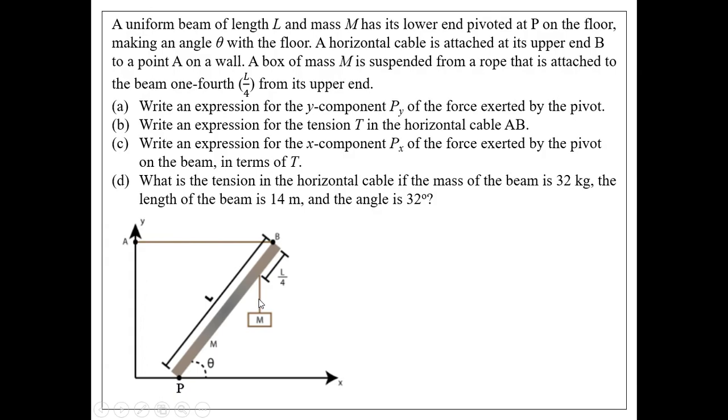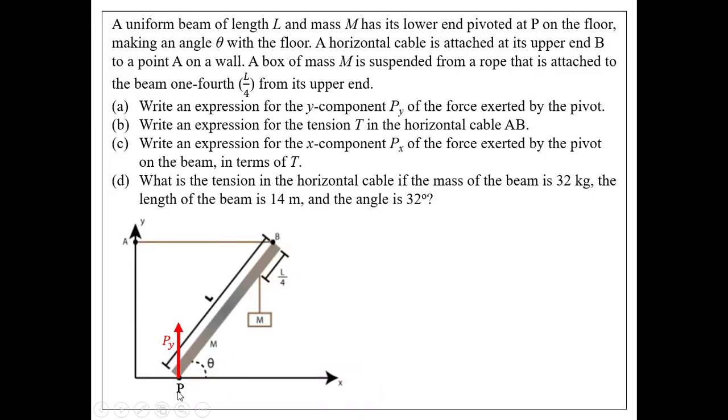So you have a rod, you have a mass that's hanging a length of L over 4 away from the farthest end. The pivot is at point P, and then it wants us to find an expression for Py, the force exerted by the pivot. So let's go ahead and do that. For part A, the first thing you should do is identify Py.